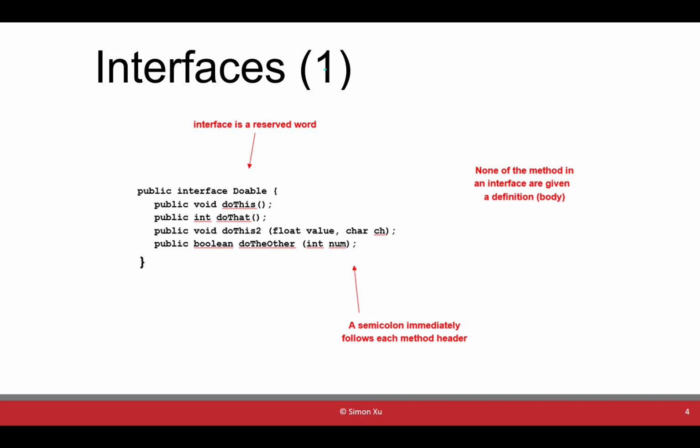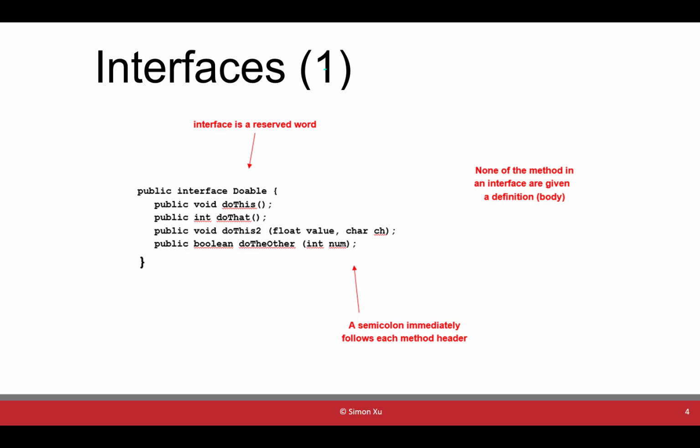An interface is used to establish a formal contract or define a set of methods that a class will implement. For example, here, interface Doable defines a set of abstract methods: do this, do that, and so on. Because all methods in the interface are abstract, we don't need to put the abstract keyword before the method name.